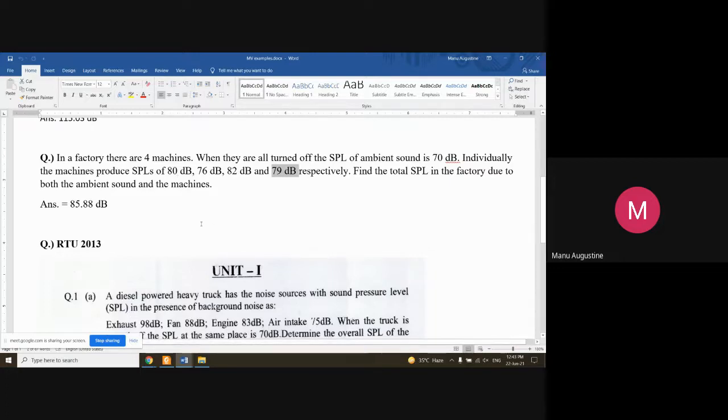So how do we write it down? Let me just jot it down so that we can take down the data. It is given data that LP1, that is the sound pressure level from first source, is 80 decibels. LP2, that is sound pressure level from the second source, that is 76 decibels. And LP3, 82 decibels. LP4, 79 decibels.